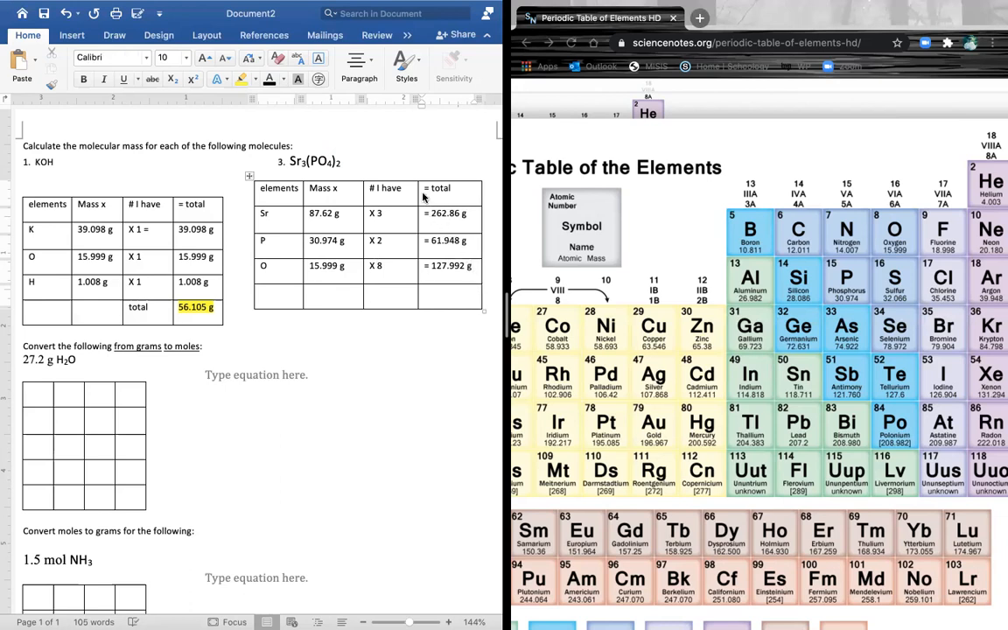So now lastly, I'm going to take this column and I'm going to total it up. So I want to see what the mass is of the entire substance. So I'll just add all those together. So 127.992 plus 61.948 plus 262.86. And that gives me 452.8. So remember grams, so we have to look at the units to see if we can add them, and they're all the same here.